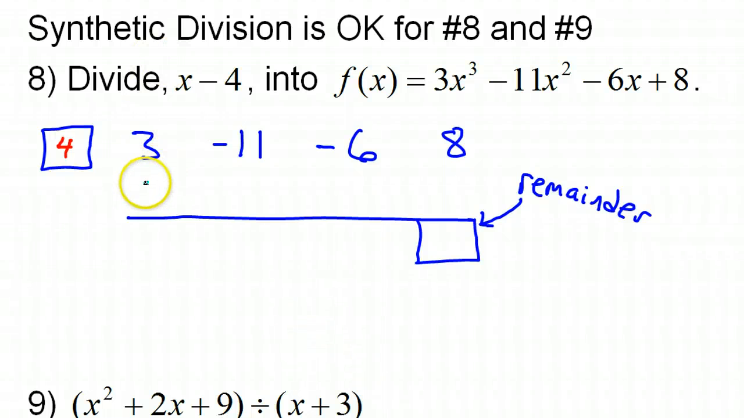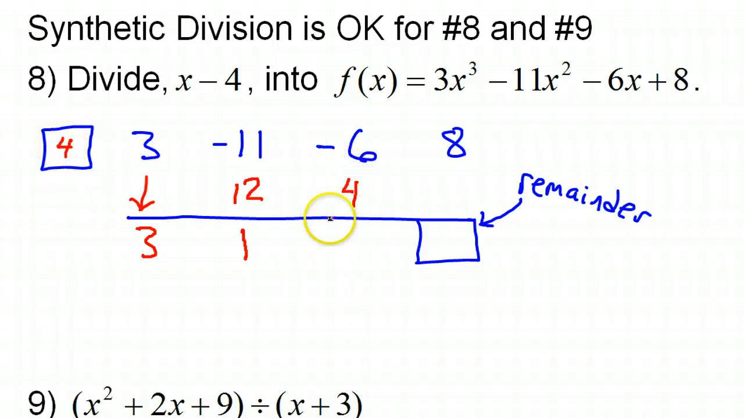So to continue the process, the first thing you do is bring down that first number. After that, you multiply by the number in the box and put it in the next available space. So 3 times 4 is 12. And you combine like terms, so this is going to make 1. And you repeat. 1 times 4 is 4. Together, that's negative 2. And again, negative 2 times 4 is negative 8. And once again we have remainder 0. That will not always happen. Sometimes we have a remainder, but this time we don't.